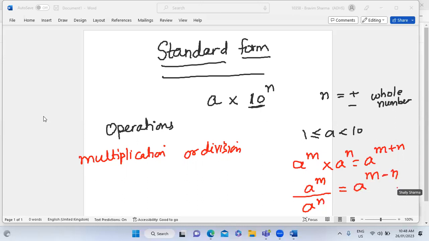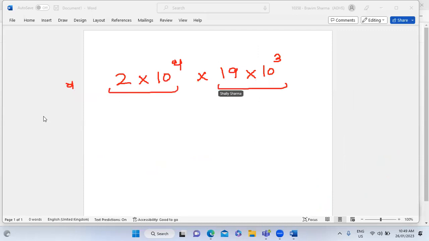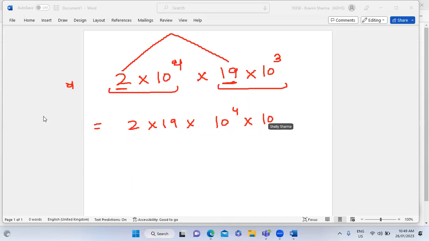Now, for example, we have a question: 2 times 10 to the power of 4 multiplied by 19 times 10 to the power of 3. We have to multiply these two numbers written in the standard form. So what we do is we multiply the simple numbers which are part of a, like 2 and 19, without exponent values. So 2 times 19, and then we have 10 raised to the power of 4 times 10 raised to the power of 3. Now 2 times 19 is 38.